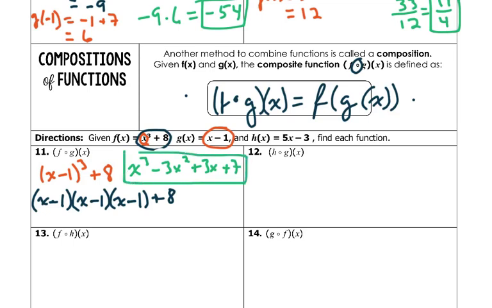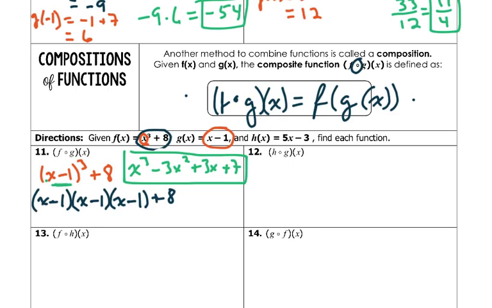So again, we're just plugging in g of x for x in f of x, which is why this is right here. And then we just need to simplify it as much as we can. Again, I didn't do all the math there just to save some time. This is stuff we've already done in the past.